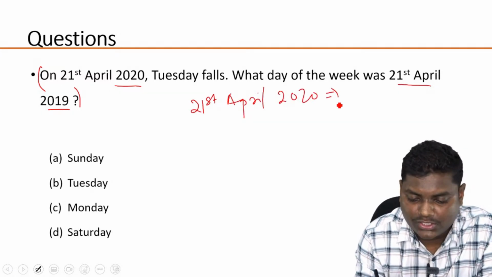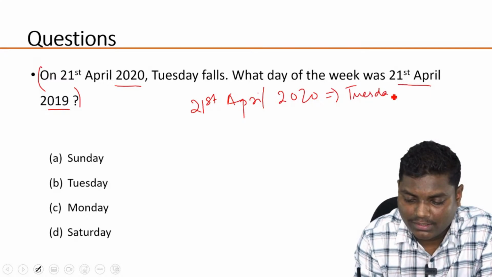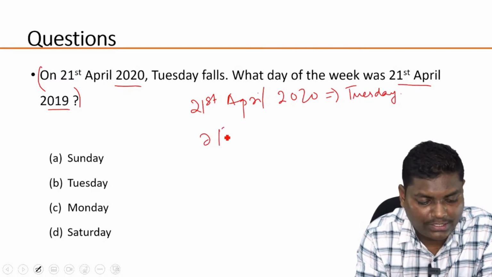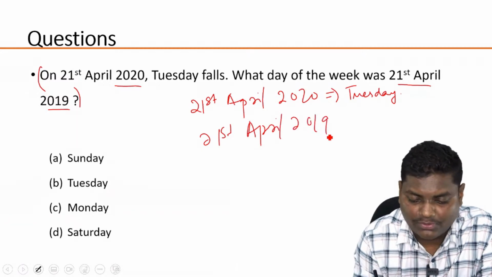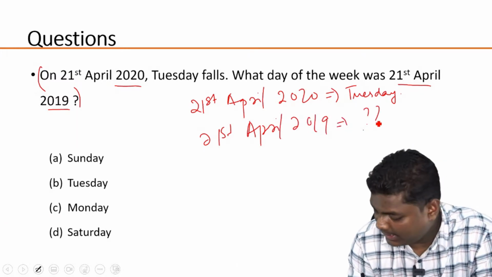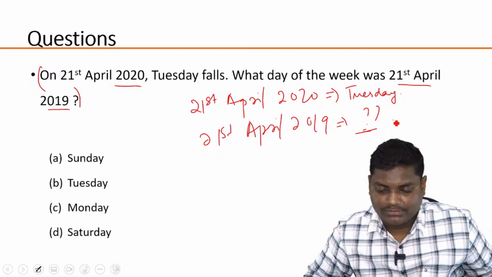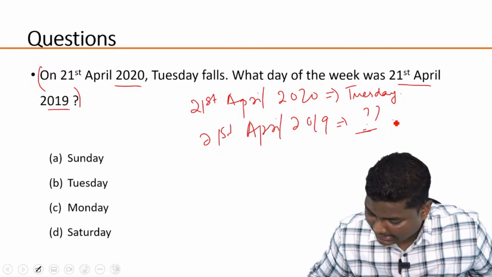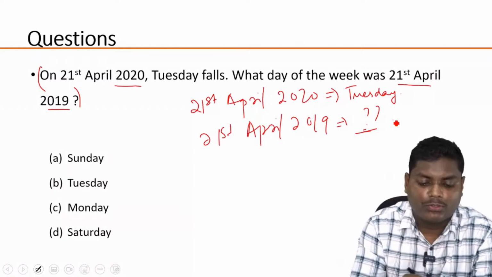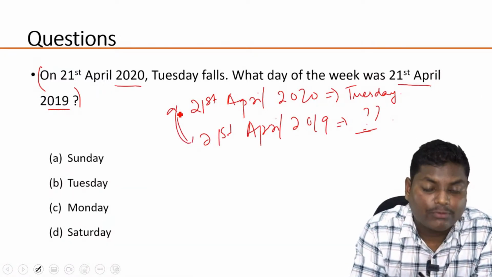So it's saying on 21st April 2020, it's Tuesday. And it's asking us on 21st April 2019, what will be the day? We have solved a similar question. Great, Jhalak and Rosalind, they're saying Sunday. Okay, we'll just quickly go through. We have already done a similar question of this kind.